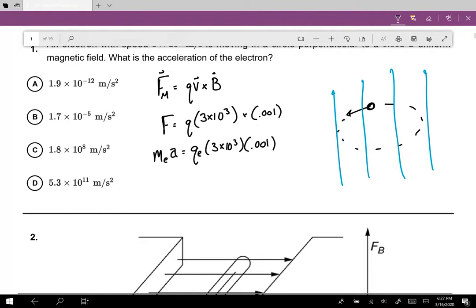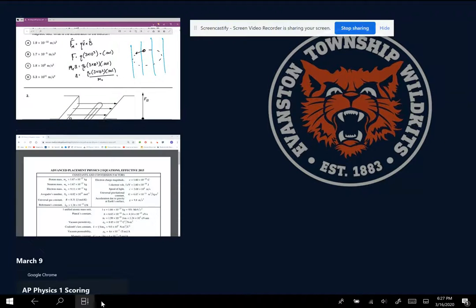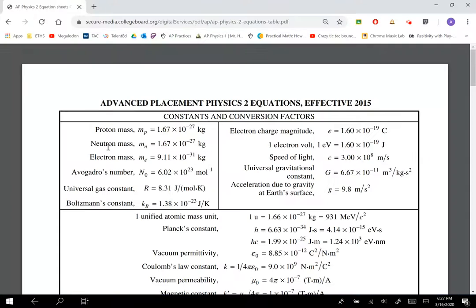We don't know these things off the top of our head, hopefully. Let's solve this for a. A equals that, and then we'll divide everything by the mass of an electron. That's why they give us the equation sheet. We can look at that and find the charge of an electron and the mass of an electron.